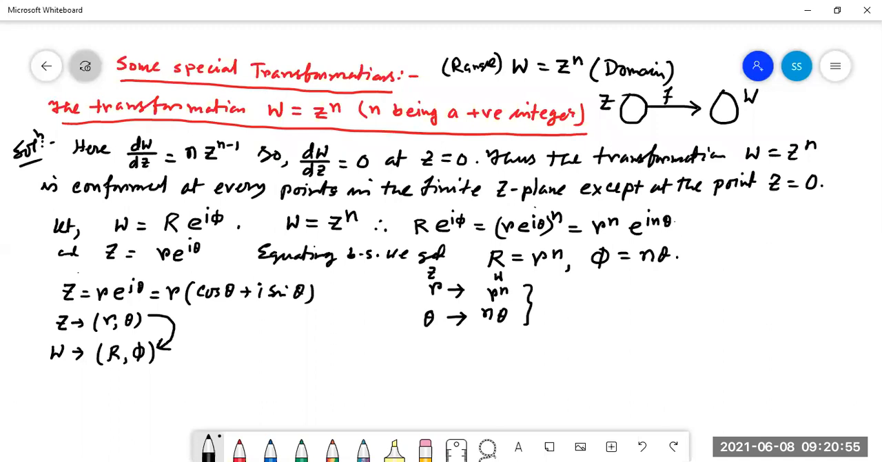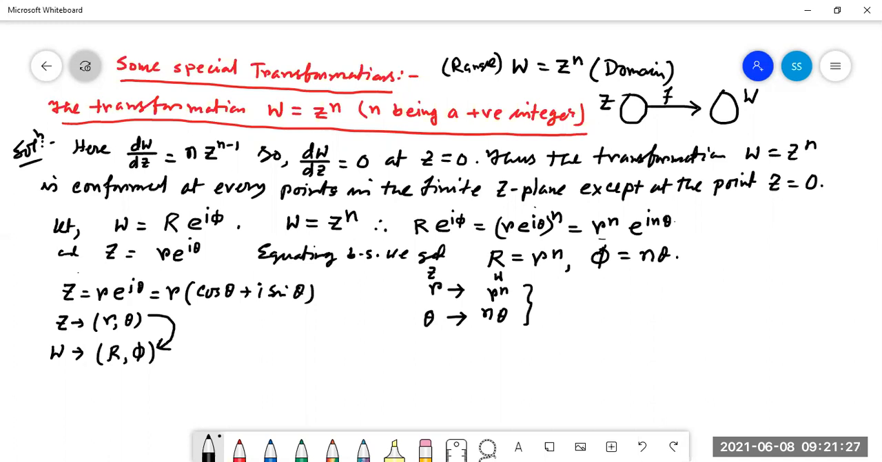Now we are putting these values into the original given part. So W equal to capital R e to the power i phi and Z equal to r e to the power i theta, whole to the power n, which leads here to r to the power n e to the power i n theta. So if we equate both sides, then we get capital R equal to small r to the power n and phi equal to n theta.